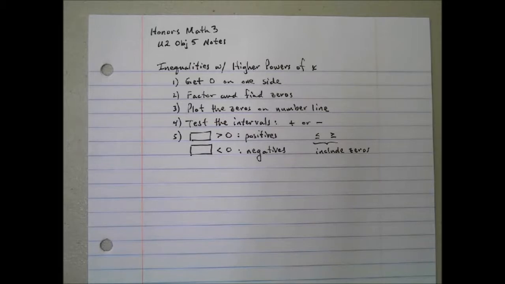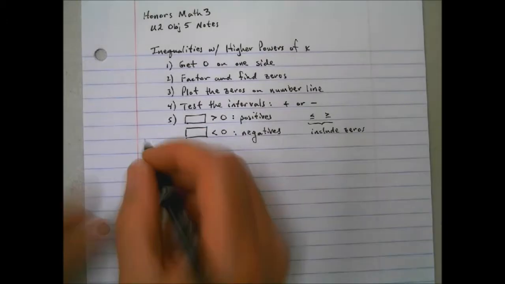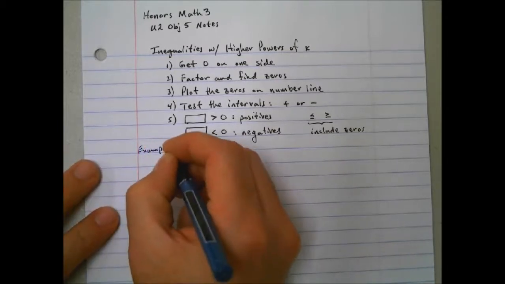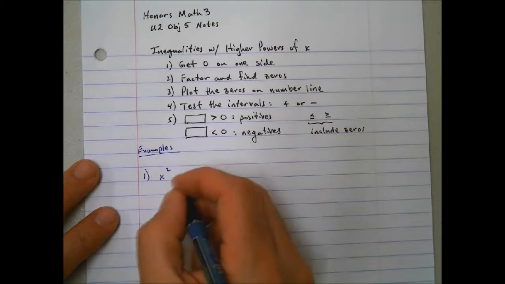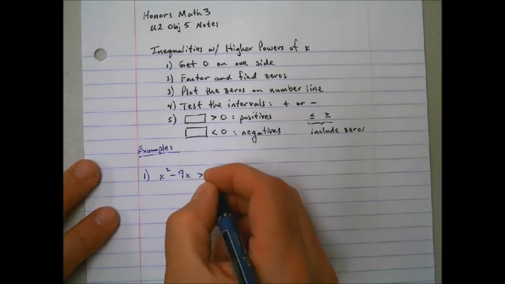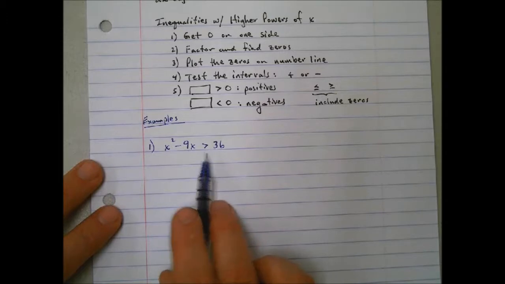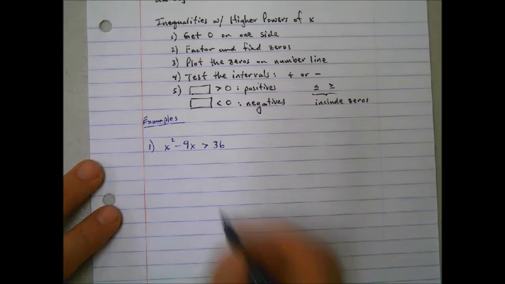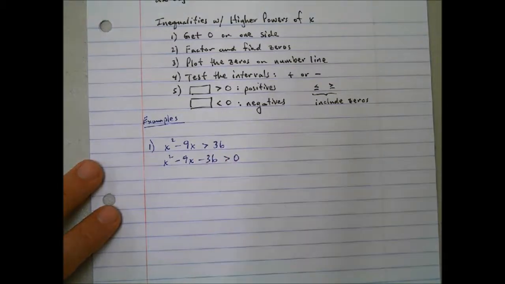Okay, so we need to see some example problems. And so here we go, our first example. X squared minus 9x greater than 36. As we already mentioned, we do want to get 0 on one side. So where's the highest power of x? It's right there. It's x squared. It's positive. And it's nice when the highest power of x is positive. So let's bring everything to the left-hand side. X squared minus 9x minus 36 is greater than 0.